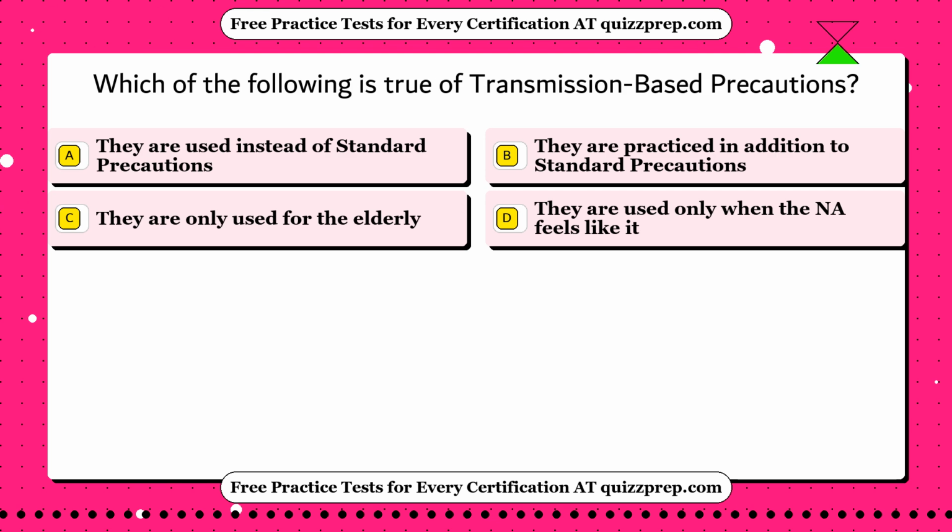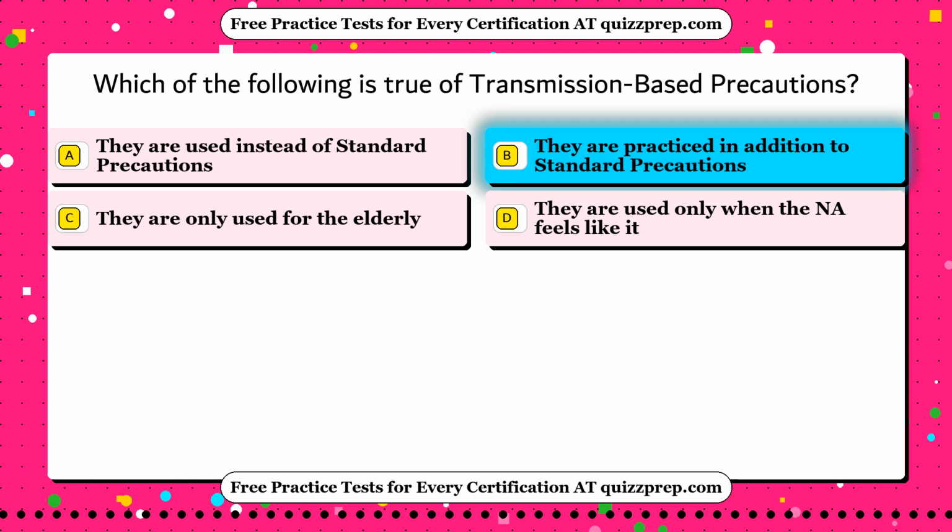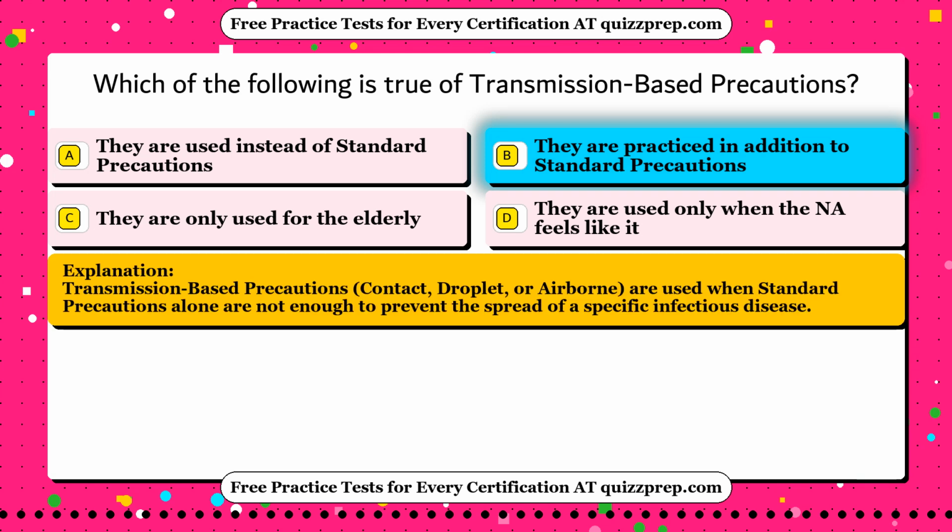Question 28. Which of the following is true of transmission-based precautions? Option A, they are used instead of standard precautions. Option B, they are practiced in addition to standard precautions. Option C, they are only used for the elderly. Option D, they are used only when the NNAAP feels like it. The correct answer is Option B. They are practiced in addition to standard precautions. Transmission-based precautions, contact, droplet, or airborne, are used when standard precautions alone are not enough to prevent the spread of a specific infectious disease.